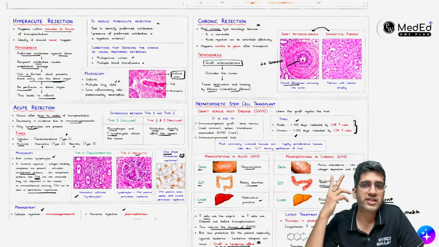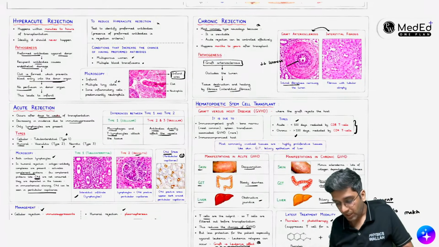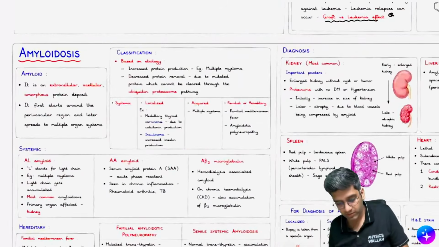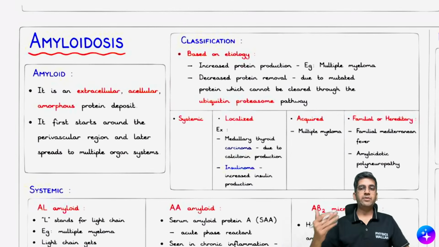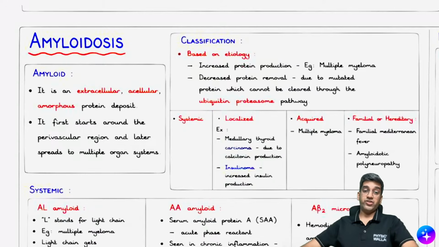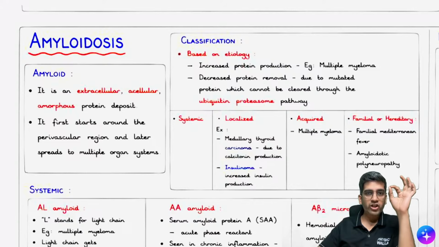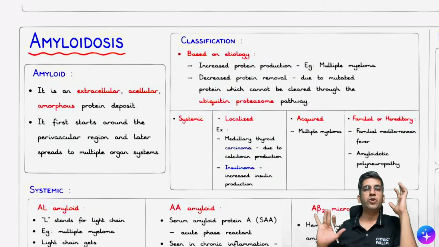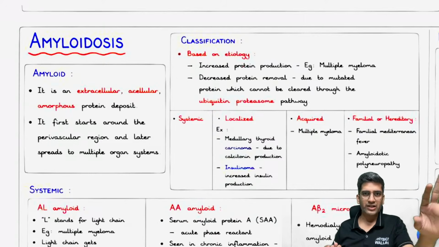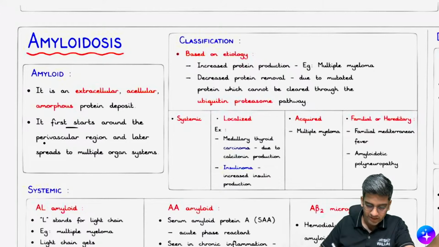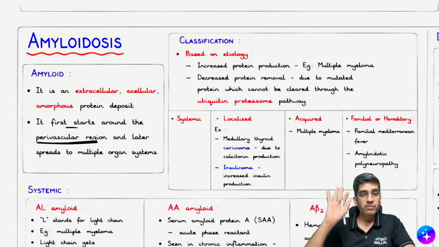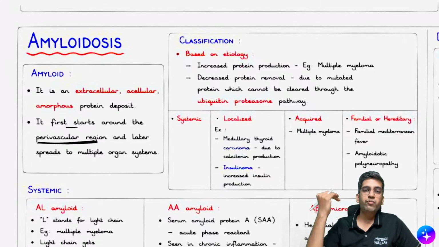Myeloma is one of the commonest examples, right? Now let's look at amyloid. Amyloid is a must to read from pathology books only, because you might not see it in multiple other places, right? Alzheimer's, great. Okay. Amyloid is an extracellular, acellular, amorphous protein deposit in multiple organs in the body. That's what amyloid is. It's a proteinaceous deposit. Initially, amyloid starts in the perivascular region. Remember this, because it will solve lots of problems when you go to the gross and microscopy.